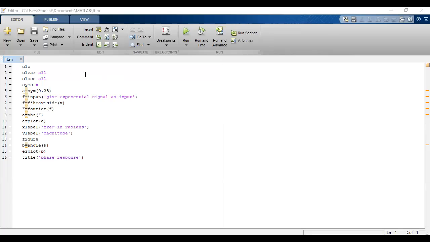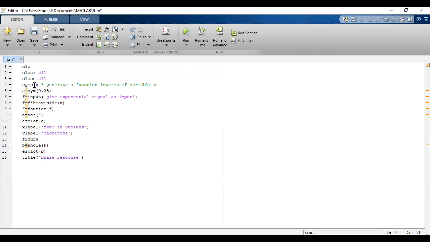Let me share the screen of the program. Yeah, here is the program, a simple program. CLC, clear all, close all, these three things, as I already said, are common for all the programs. Then syms x: this indicates that I'm going to generate a function or signal in terms of the variable x. Instead of t, as I said, I'm going to take the x variable here.